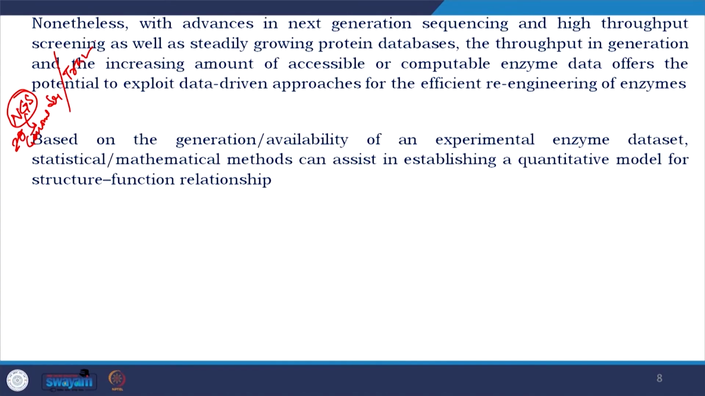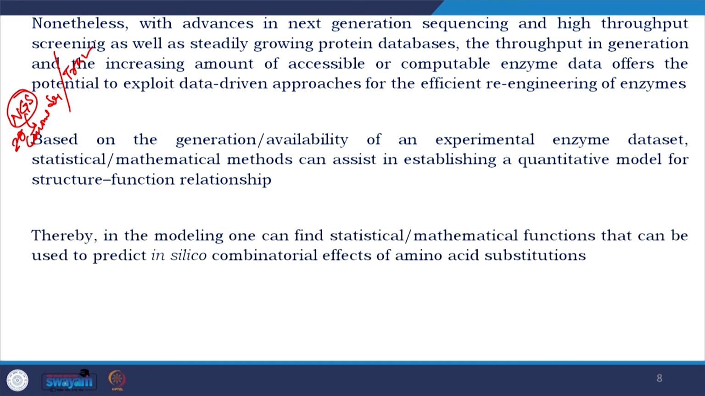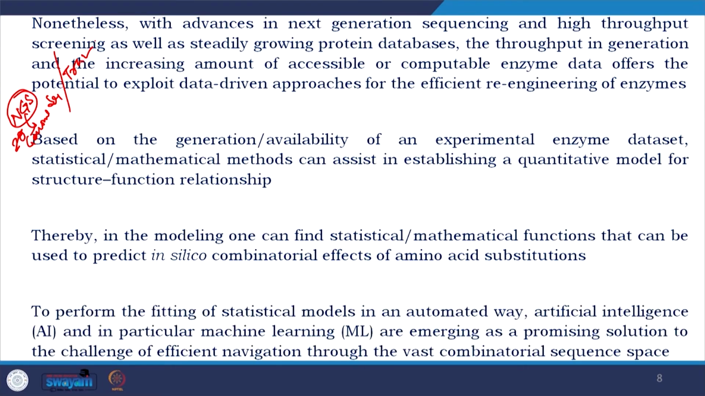Based on the generation or availability of an experimental enzyme data set, statistical mathematical methods can assist in establishing a quantitative model for structure function relationship. Thereby, in the modeling, one can find statistical mathematical functions that can be used to predict in silico combinatorial effects of amino acid substitutions. To perform the fitting of statistical models in an automated way, artificial intelligence and in particular machine learning are emerging as a promising solution to the challenge of efficient navigation through the vast combinatorial sequence space.